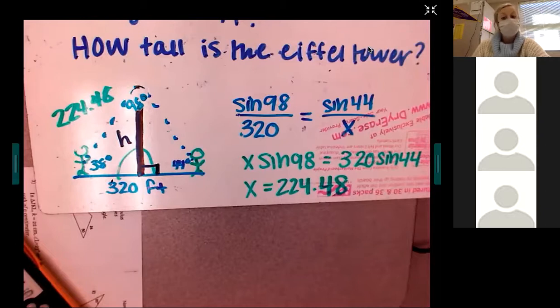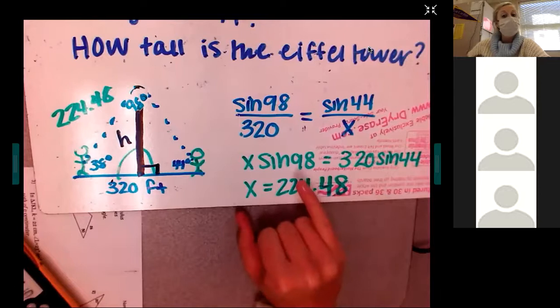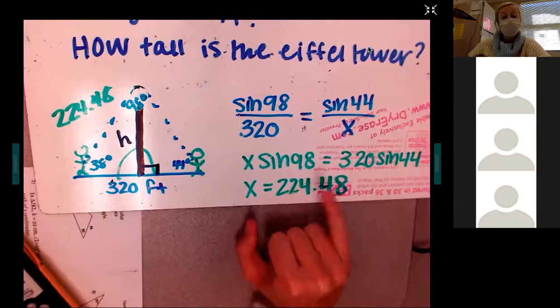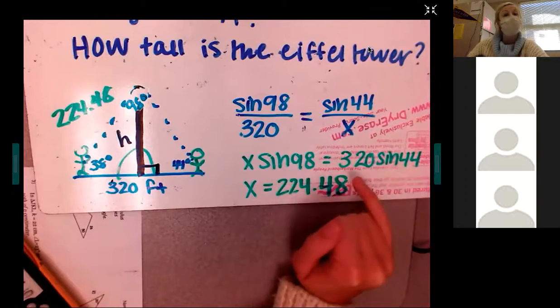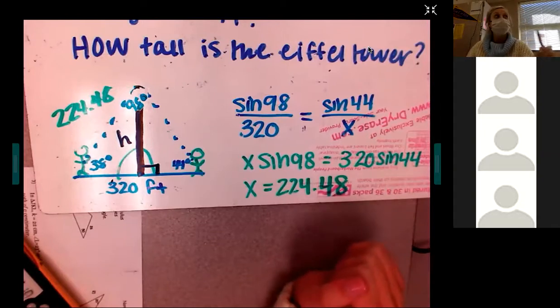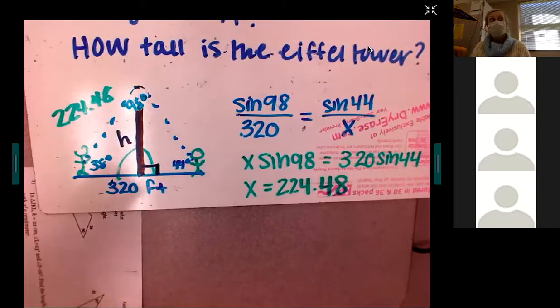Yep. So if you don't want to round, you also don't even have to find this number out yet. You could just write X as 320 sine 44 over the sine of 98. I don't like leaving it like that because I don't normally have the capability of opening multiple windows, so I usually type it in. But yes, you could leave it just like that for right now.